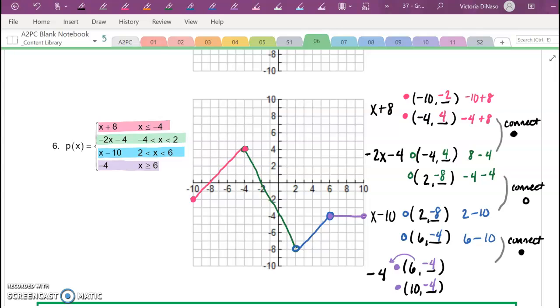The whole thing ended up connecting into 4 different pieces. But be really cautious when you connect. Make sure that you're checking those open and closed circles. You might have to fill some in, but if you have 2 opens on top of each other, you do not have to fill those in. You're only filling in if you end up with a closed circle.